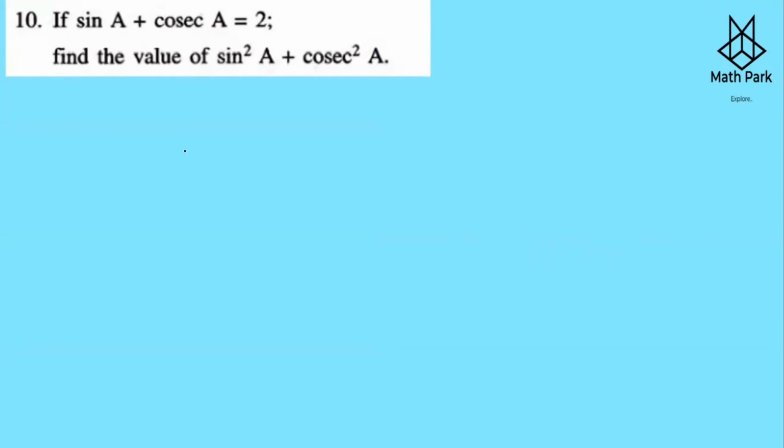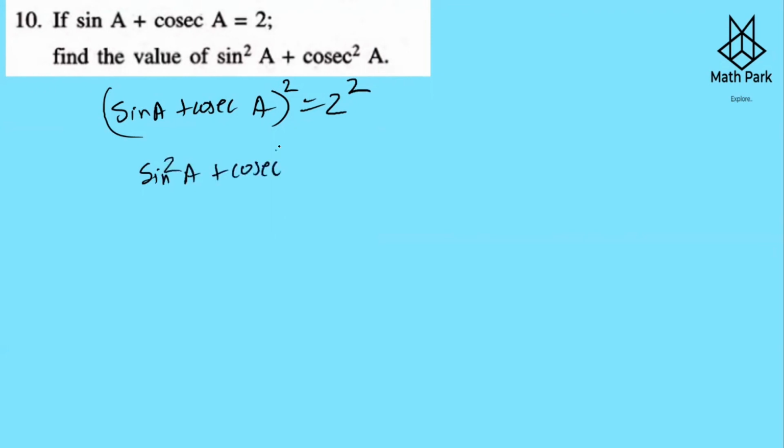Question number 10: if sin A plus cosec A is equal to 2, find the values of this. So we are given sin A plus cosec A is equal to 2. Let us square both sides. On squaring both sides, we get sin square A plus cosec square A is equal to 2 square. A plus B the whole square, that is A square plus B square, plus 2 sin A cosec A, is equal to 2 square, which is 4.